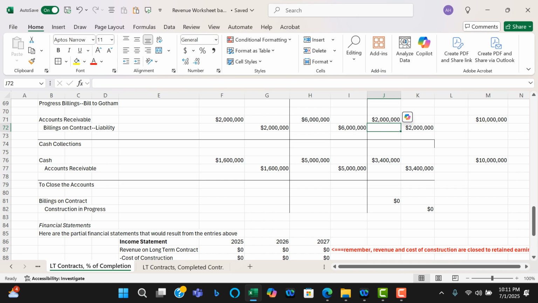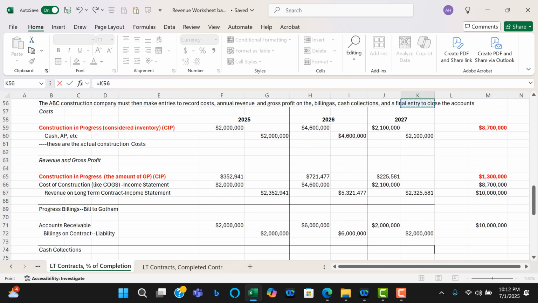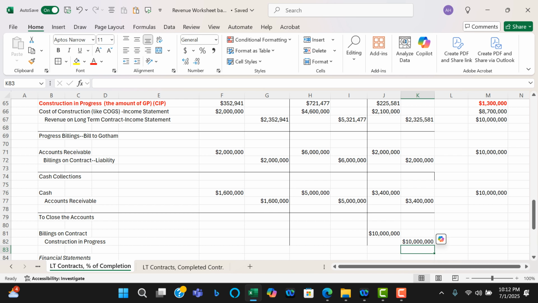So this is the entry you make when you finish the building. We're going to go ahead and debit billings in progress for 10 million there. And I'm going to credit construction in progress just to clean it up because it's finished now. It's no longer your inventory, the cost plus the gross profit. And I'm doing that to emphasize that it consists of both those things.